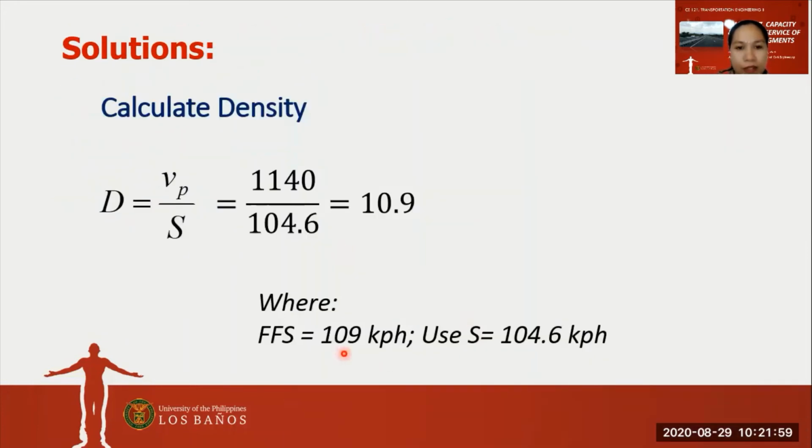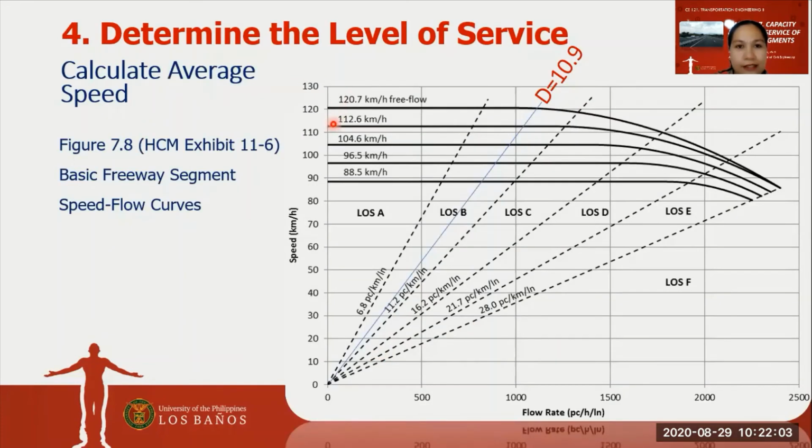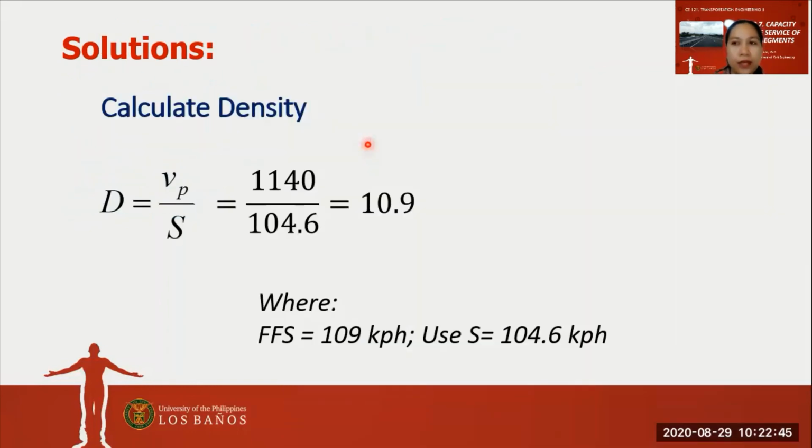Okay, so we have 109 kilometers per hour. These are actually the S values that we're going to use. And if we look at 109 kilometers per hour, it's not actually here. And it is between these two, 104.6 kilometers per hour and 112.6 kilometers per hour. So what we can do is, we should use the value, the speed here between the two that is lower than the actual FFS calculated. So we can use 104.6 for our S. So therefore, our density becomes 10.9.